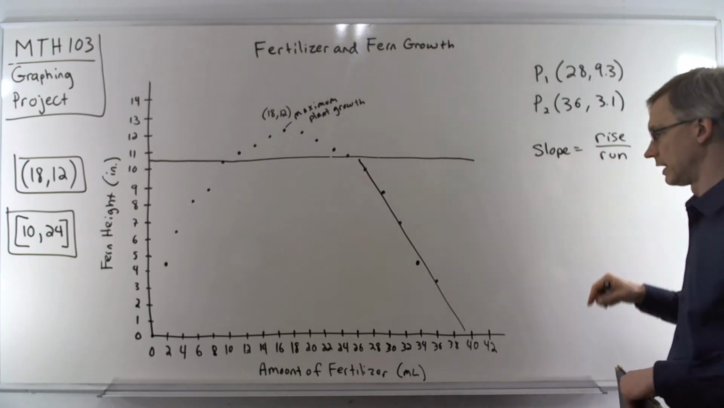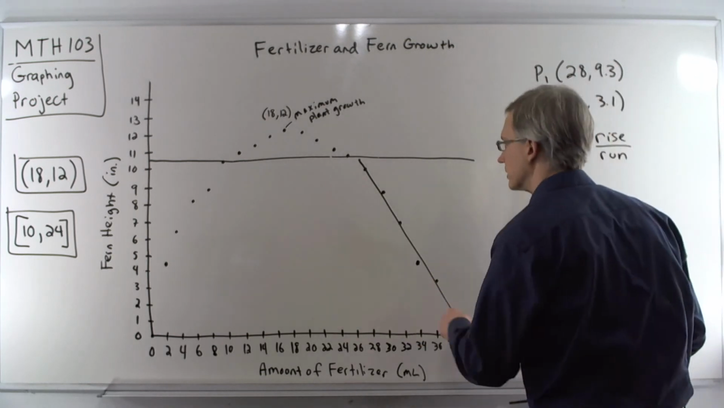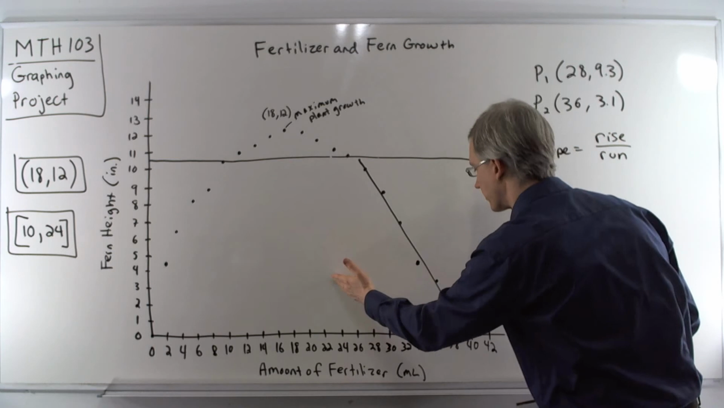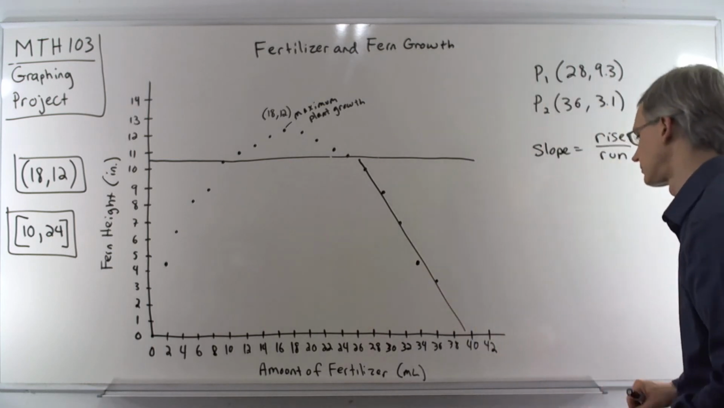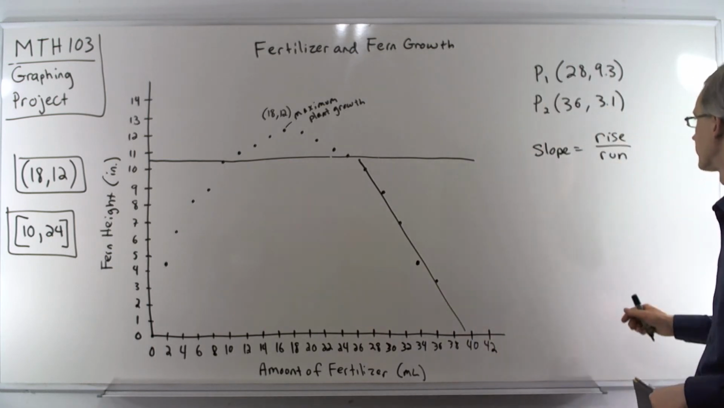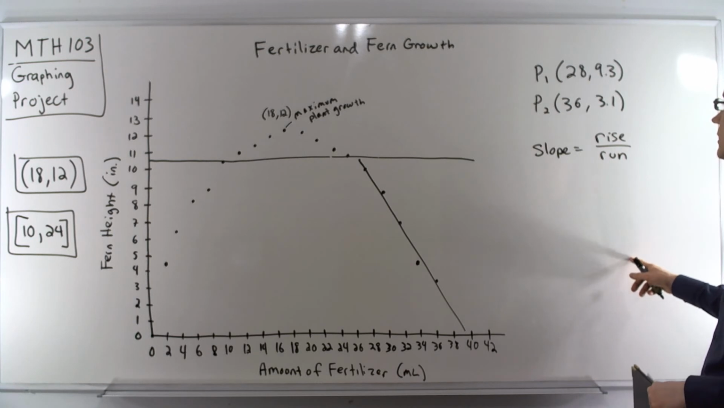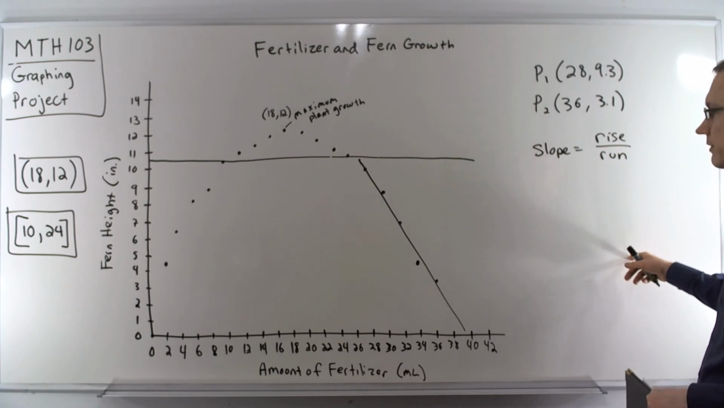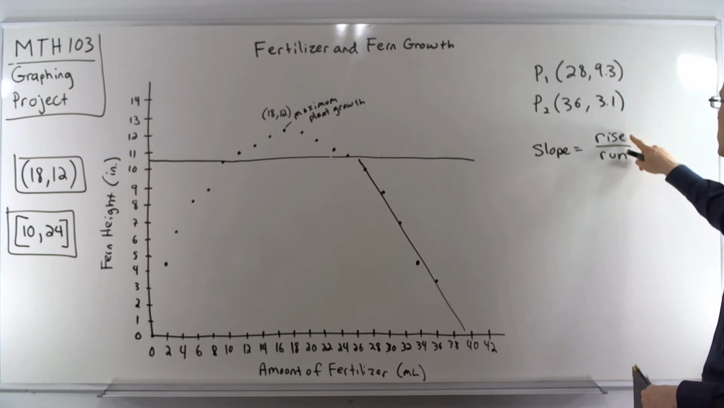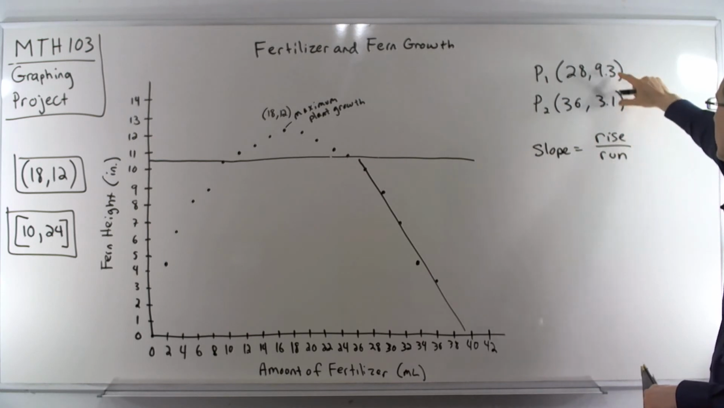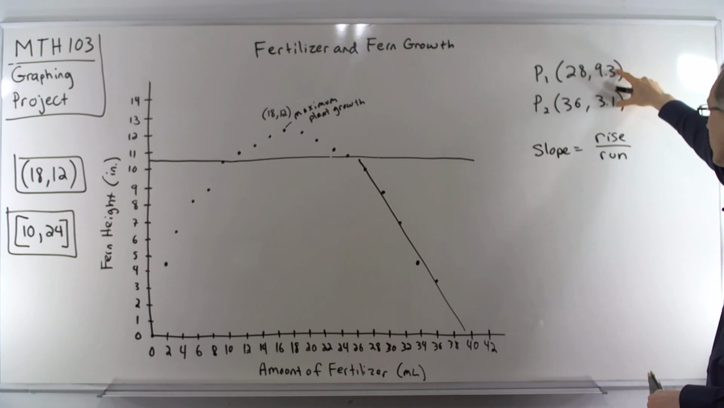The run is how much we move in the x direction. So between these 2 points, how much are we moving to the right? And the difference is found by subtracting the coordinates for the 2 points. So the rise, we're talking about the y coordinate, the second coordinate, 9.3 and 3.1.